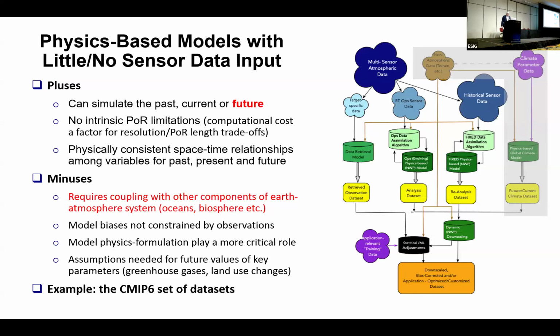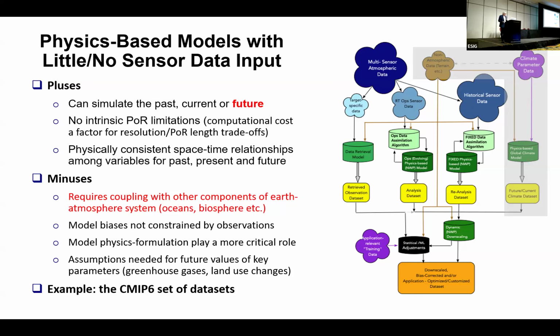Now, the other side of the spectrum here is physics-based models with little or no sensor input. And the example here would be the climate models, which use climate parameter data like greenhouse gas information, as well as surface information on land use and elevation, land water distributions. And so you can simulate the past, future, or the current here. You're not limited by the period of record, as you would say for satellite measurements and data. You can only construct a data set for the period of record for which you have data. But here you can model as far back in the past, and people have, as far into the future as you're willing to make assumptions, right?